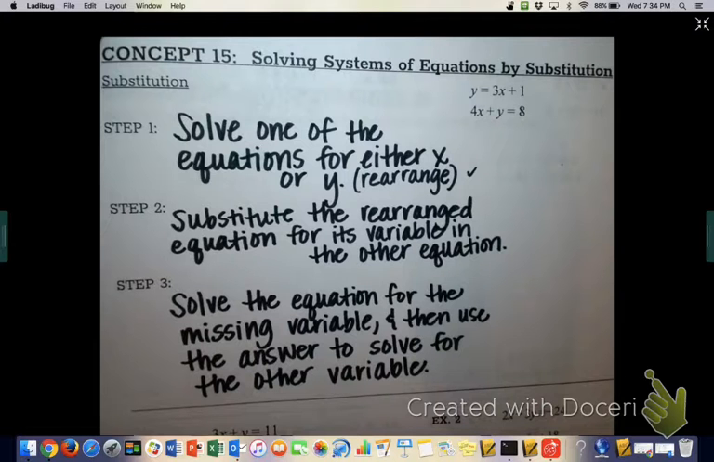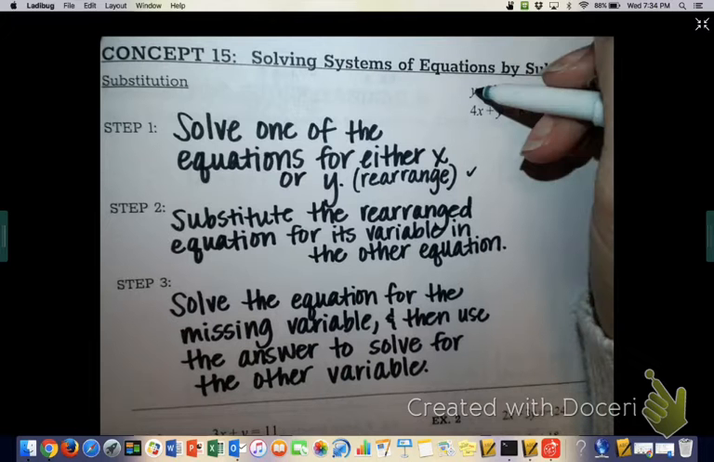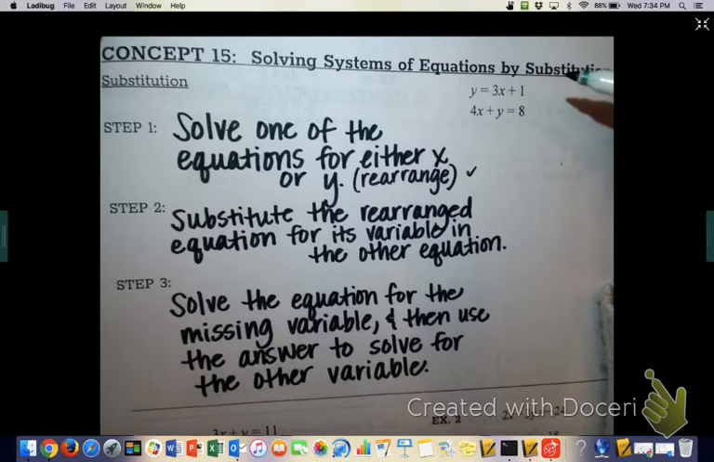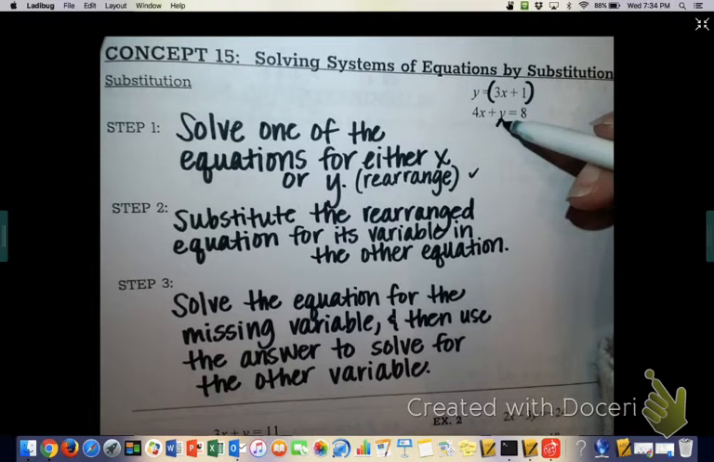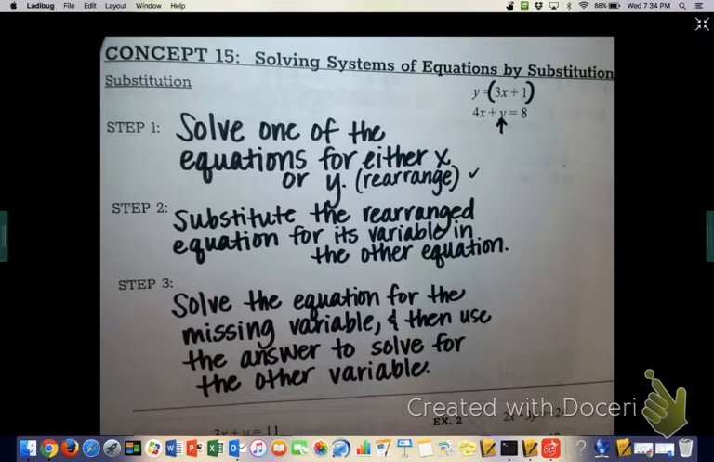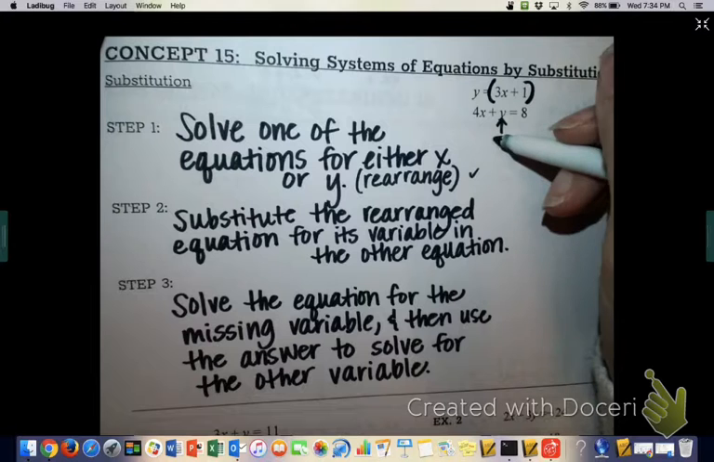Okay. So step 1, done, because y is by itself. Anytime you get x or y by itself, it is a smart idea to put the rest of that into parentheses, and I'll show you why. Step 2 is we are going to substitute this set of parentheses into the other equation. And what I mean by that is if I say that y equals 3x plus 1, then this is no longer y, it is 3x plus 1. I really need that to sink in, so I'm going to say it again. If y equals 3x plus 1, then this y is not y. It is 3x plus 1.